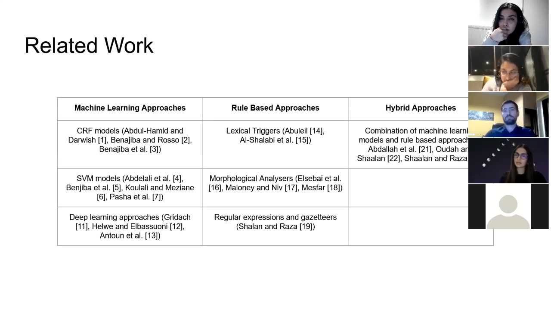Many approaches have been proposed to tackle the problem of Arabic NER. These approaches can be categorized into three main categories: machine learning approaches, rule-based approaches, and hybrid-based approaches.